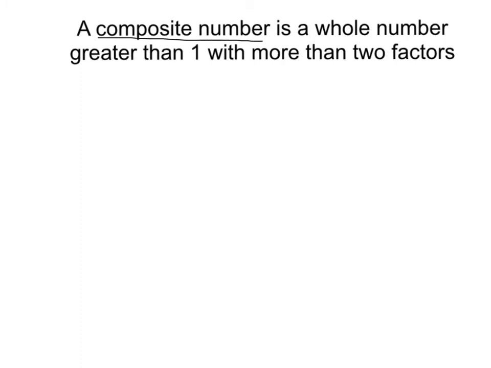A composite number is a whole number greater than 1 with more than 2 factors. So what this means is it just has to be divisible by more than itself and the number 1.